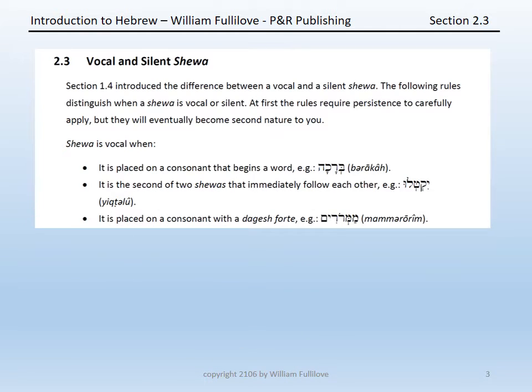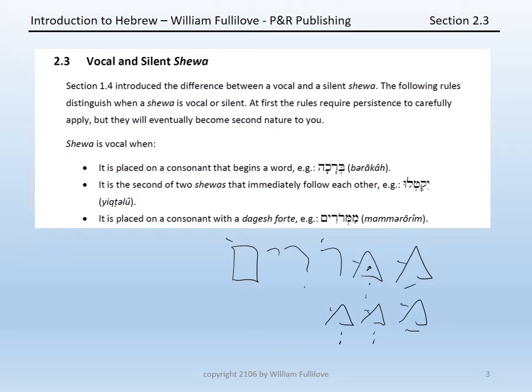Third, when the schwa is placed on a consonant with a dagesh forte, it will be vocal. For instance, Hebrew, mam'ro'reem. This dagesh must be a dagesh forte because the mem is not a bagad kafat consonant. That means if you were to write the full word without the dagesh, you would have mom'ro'reem.